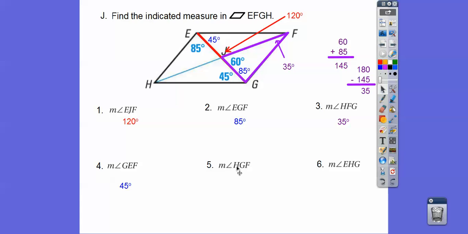Okay, so HGF. All we got to do is add these two angles together. So 45 plus 85, angle addition postulate, is going to give us 130.